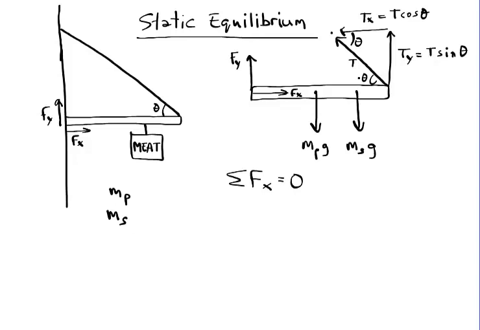And now we're just going to substitute. All the right forces minus all the left forces equals 0. So I have Fx is to the right, and I have T cosine of theta to the left, which adds up to 0. This is my first equation.